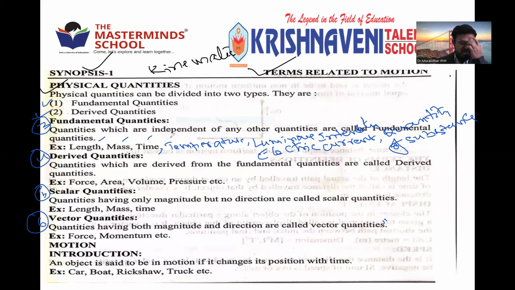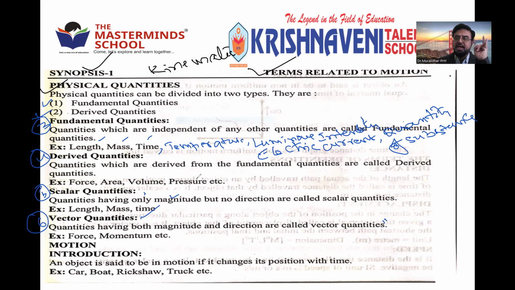That is the first classification. Then, again, these quantities, whether fundamental or derived, are classified into scalar quantities and vector quantities. Quantities having only magnitude are called scalar quantities. Magnitude is nothing but a number. Those having both magnitude and direction are called vector quantities. Scalar quantities are like length, mass, and time. Vector quantities are force, momentum, etc. So write down all the 6 points. There are 6 points overall.